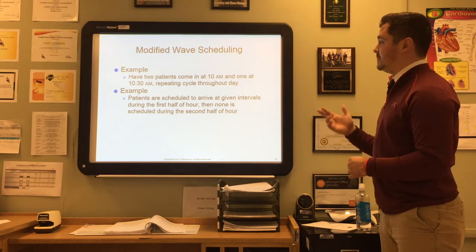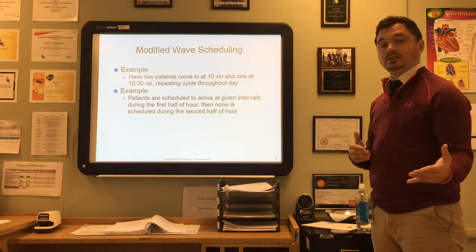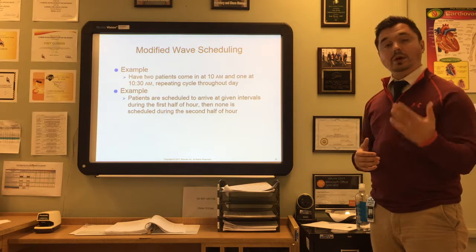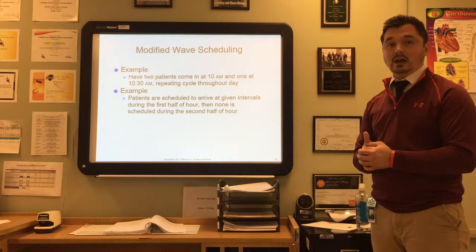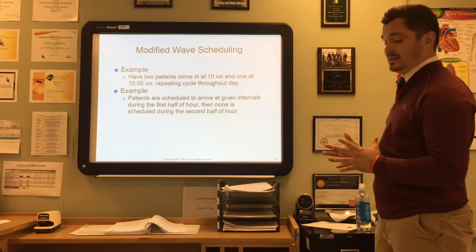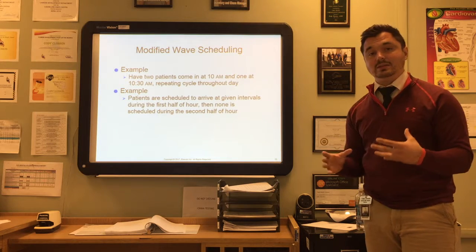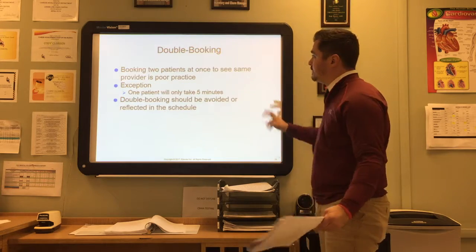Another example is patients could be scheduled to arrive at given intervals during the first half an hour, and then none scheduled during the second half of the hour. So for example, you could have 1 at 10, and then 1 at 10:15, and then 1 at 10:30, and then nobody else is scheduled for the rest of the hour. All right, that is kind of the same way. And basically, this allows time for urgent or walk-in patients that need to be seen. Okay, it just helps create that flexibility. So that is modified wave scheduling.